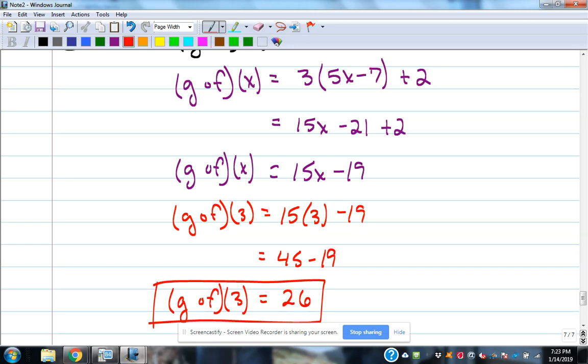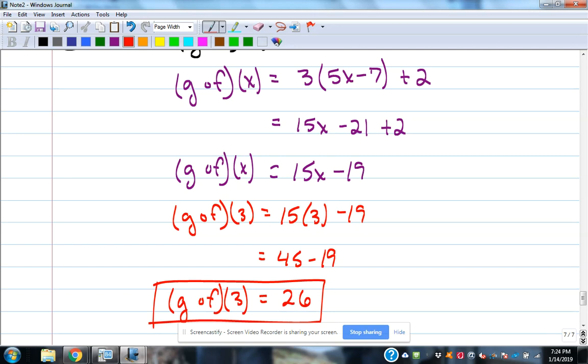Technically, you could have plugged in 3 into f of x, got that answer, and then plugged that into g of x, and got the same thing. But that seems like the end around play, doing one thing and then you got to turn around and do something else. You know, you get to the same destination, you just go a different route. It works that way though.